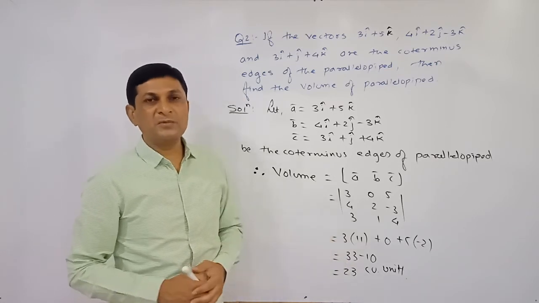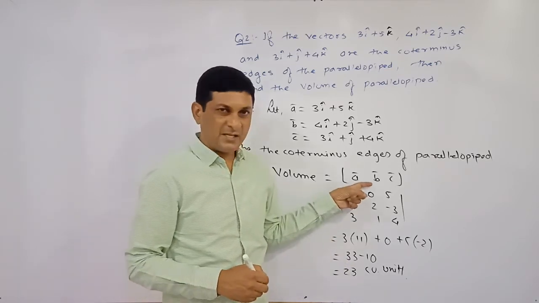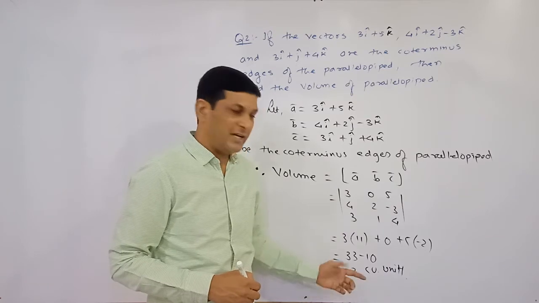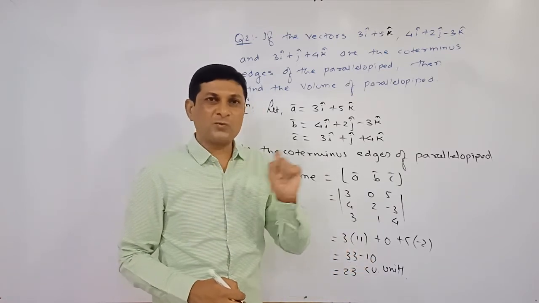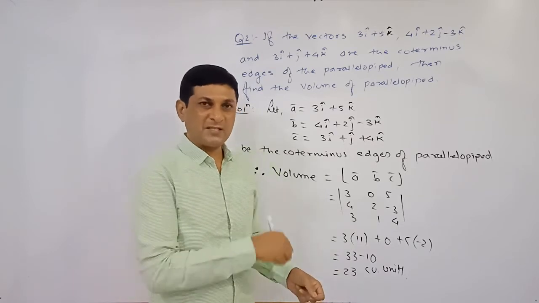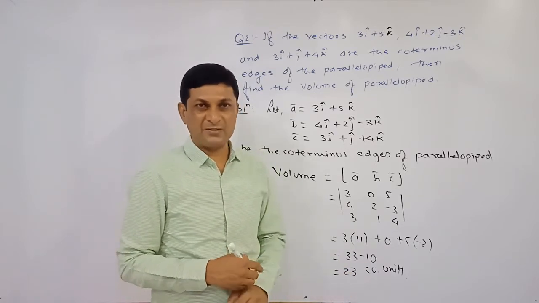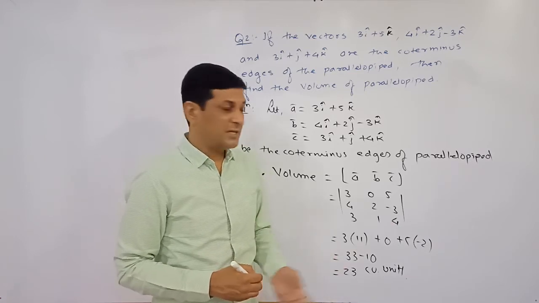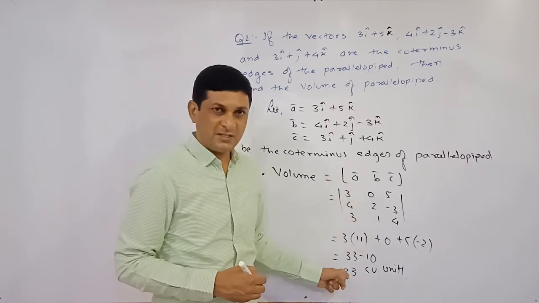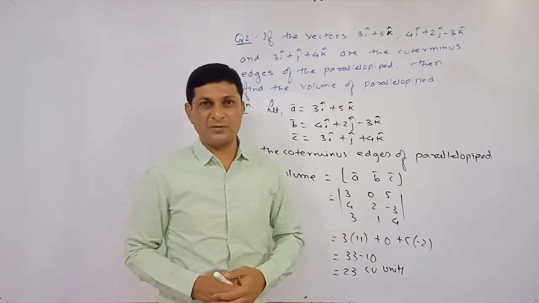In case if applying this formula, if volume is say negative, if we are getting minus 23, then lastly write down, since volume cannot be negative, so we can say that volume is plus 23 cubic unit. Getting it? Because volume cannot be negative. In case applying this formula, if the result is negative, convert it into positive.